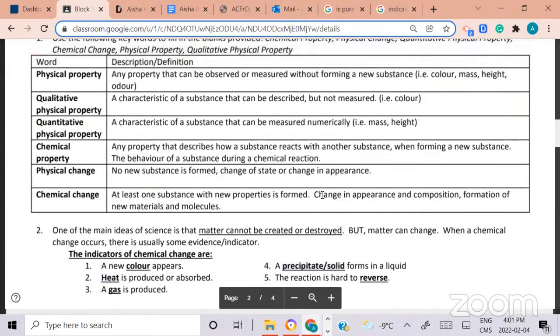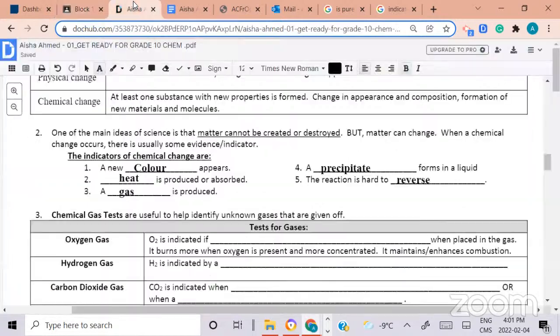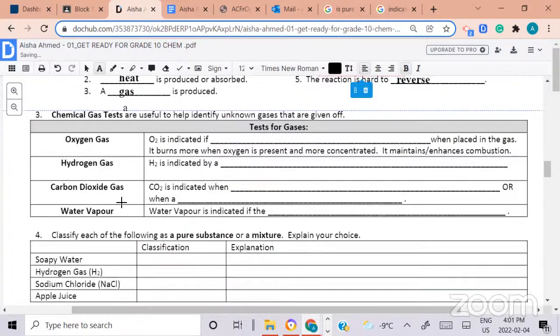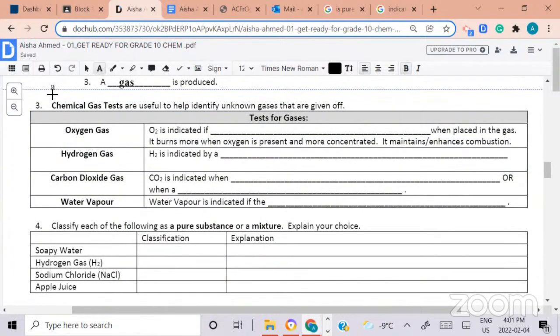Or solid. Precipitate and reverse. Okay, I'll just write or solid. So slash solid, yeah. Slash solid is good. And then a reaction is hard to reverse. Awesome. Now chemical gas tests are useful to help identify unknown gases that are given off.